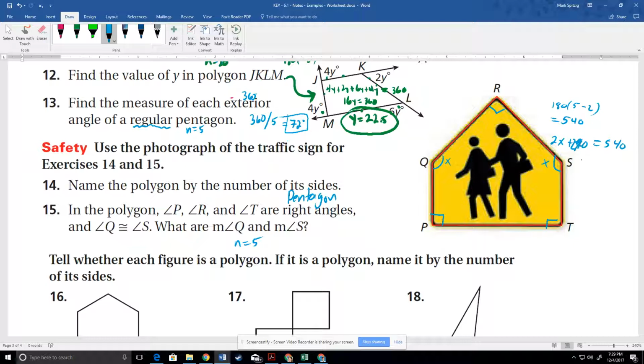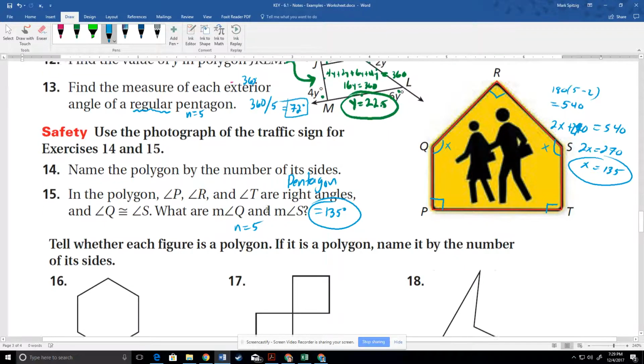270 equals 540. So 2x equals 270 when I subtract from both sides. We get x equals 135. So each of those two angles is going to be 135. So the measures of these angles are 135 apiece, and we knew they were going to be the same because they said they were congruent.